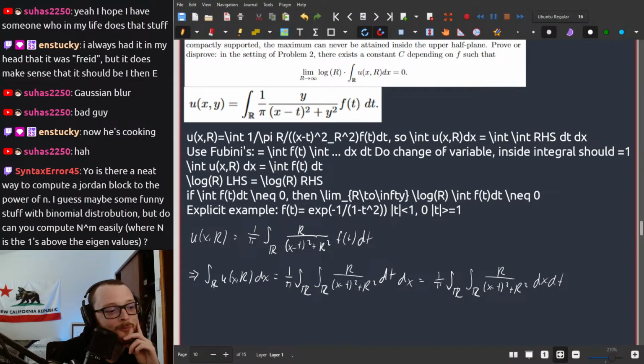Is there a neat way to compute a Jordan block to the power of n? Some funny stuff with binomial. Ooh. That's a fun question. So yeah, Jordan blocks specifically are not going to have a nice eigenvalue decomposition, right?